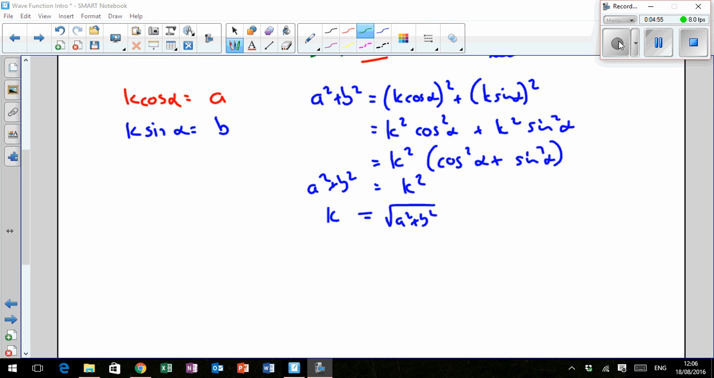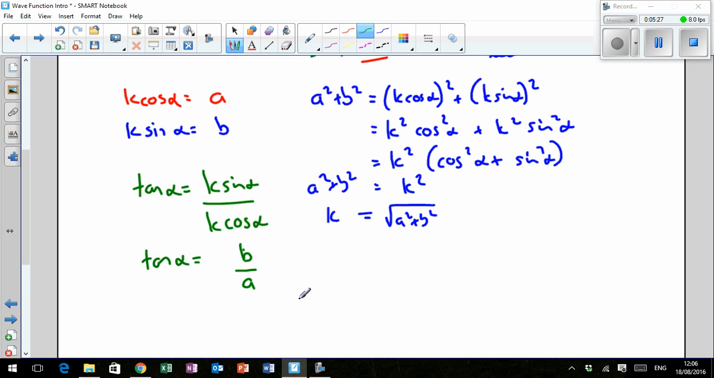Okay, the next thing we need to worry about is how to find alpha. At the minute we've got two values: a value for k cos alpha and a value for k sin alpha. It's very tricky to calculate them because they're two different values. Basically, it's simultaneous equations. But to get rid of that, what we know is that tan alpha is equal to k sin alpha over k cos alpha, and that is just b over a. This gives us the easiest trig equation to follow.